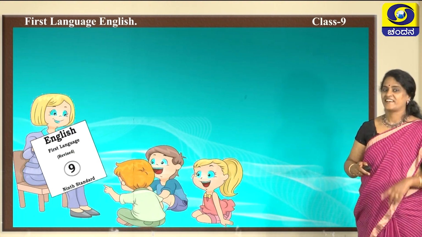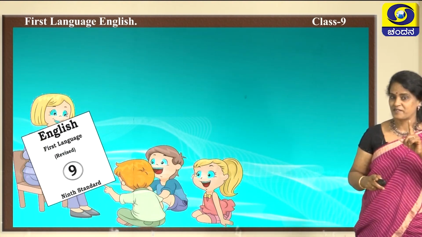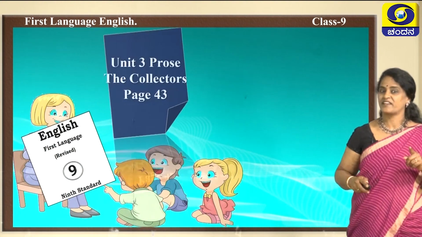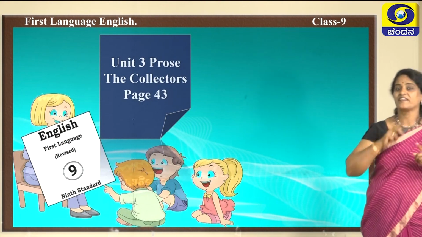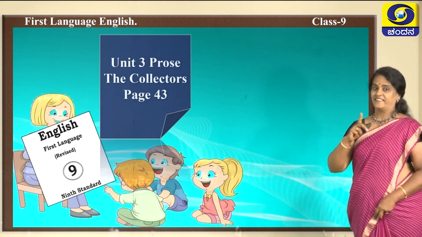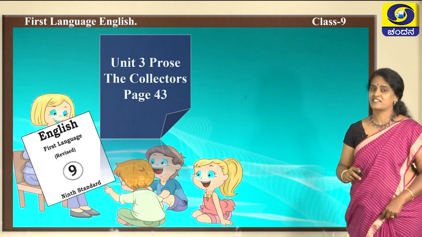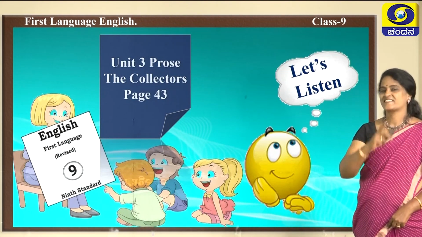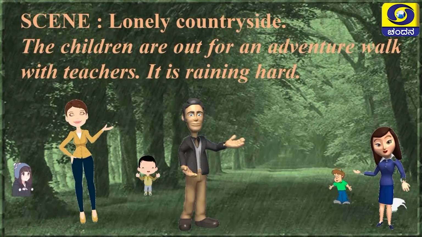Listen to this. I told you earlier this is first language English, and this is how the textbook is. See the front cover, and you have opened Unit 3, the prose space. And what is the prose space there? The Collectors on page 43. Shall we listen? Start.